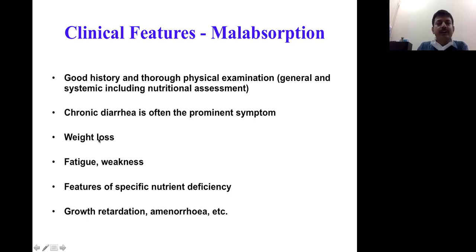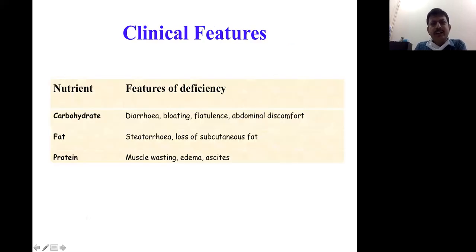So again, chronic diarrhea with weight loss, fatigue and weakness, features of nutrient deficiency is what we have to look at. It's always easy and good to divide the nutrients into major nutrients and micronutrients, both for clinical evaluation as well as for investigation. So clinical evaluation, the major nutrients, again, there are 3.